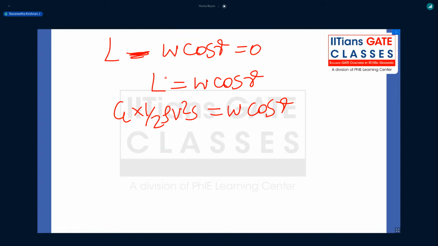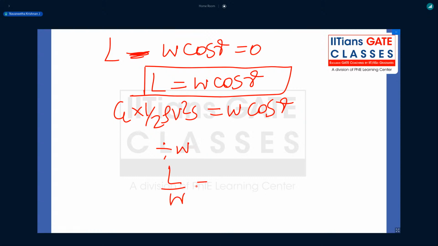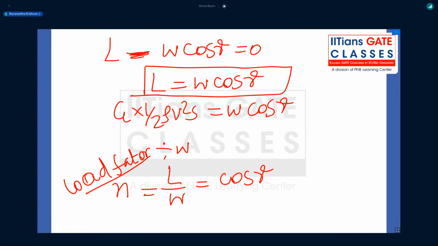Now I'll take this equation again and divide throughout by weight. It becomes lift by weight equal to cos gamma. We know lift by weight is nothing but the load factor n. So the lift by weight ratio is called the load factor. For climbing flight, the load factor will always be less than 1. Why? Because cos gamma will always be less than 1.